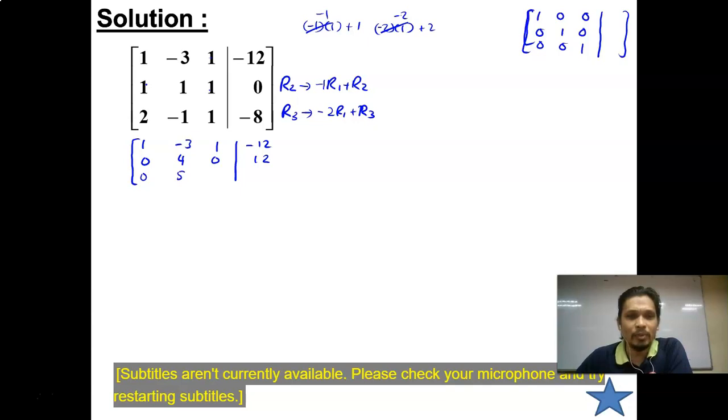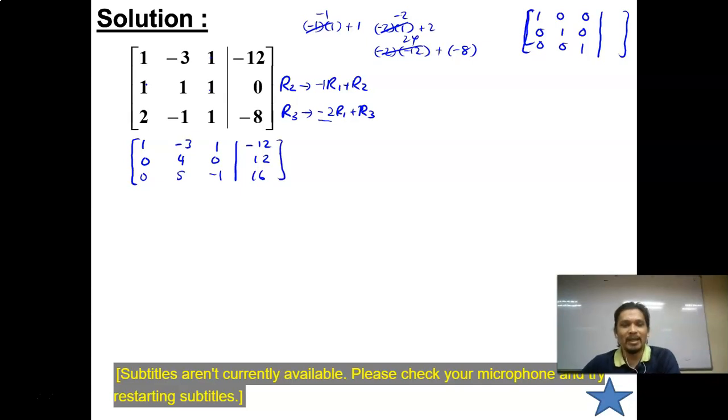And then negative 2 times 1 equals negative 2, plus 1 equals negative 1. Negative 2 times negative 8 equals 16. Oh, no, sorry. Negative 2 times negative 12 equals 24. And then plus R3, which is negative 8. So this is 24, positive. 24 minus 8 is 16. Yes, there you go.